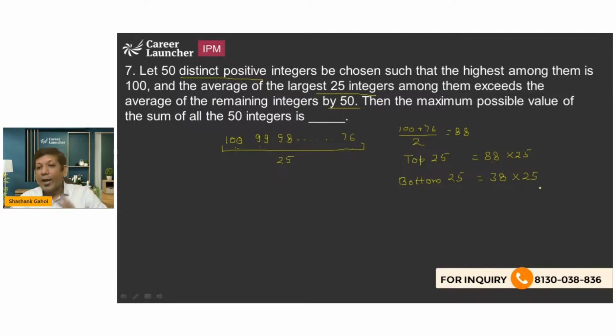So the overall sum will be the top 25's sum plus the bottom 25's sum. So I can directly say that is going to be 25 into 88 plus 38, and that is going to be 126. So this comes out to be 3150. So the answer of this question is going to be 3150. So this is how this question should be approached.